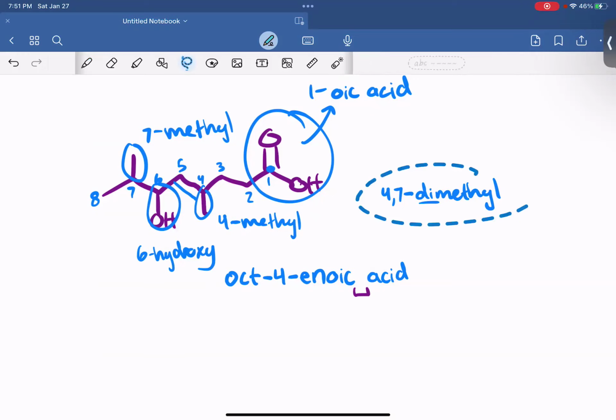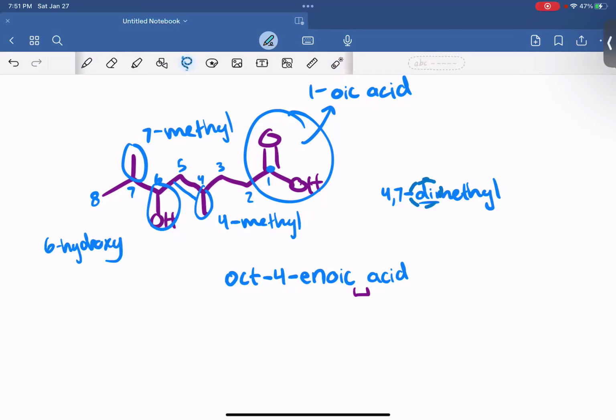When you have more than one substituent, like we have here, with methyl groups and hydroxy groups, how do we order them in the name? Well, we order them alphabetically by the substituent name, not by the di or tri. So H is before M, so it's 6-hydroxy-4,7-dimethyloct-4-enoic acid.